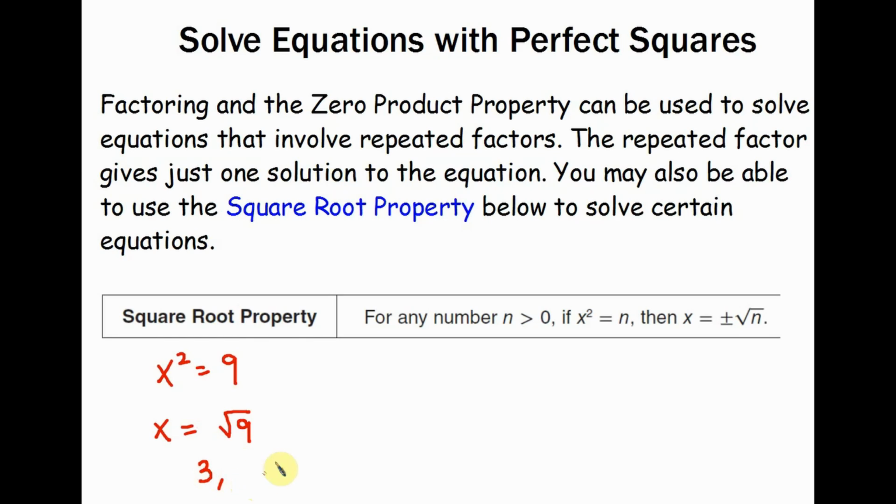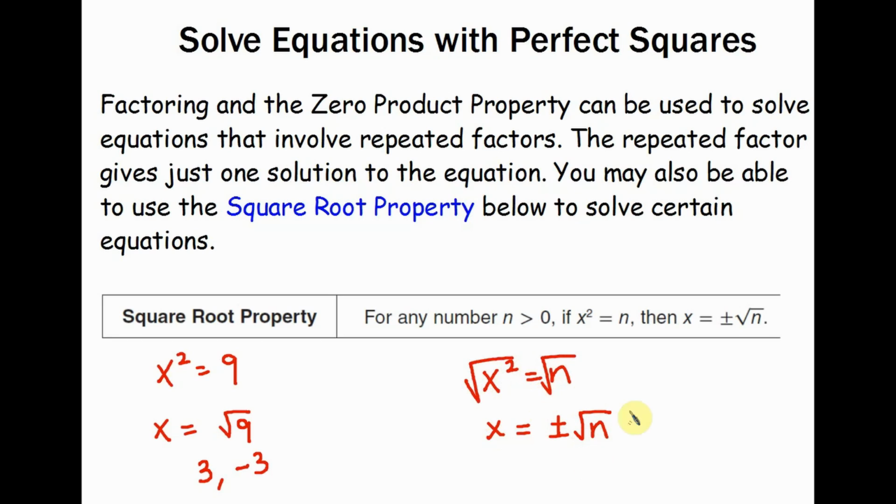Another number that will square to make 9 is negative 3. Because the concept of double negatives will make positive, when you have negative 3 times negative 3, it will still be 9. That's where this plus or minus sign came from. So if x squared is equal to n, when you take the square root on both sides, x is equal to plus or minus square root of n.